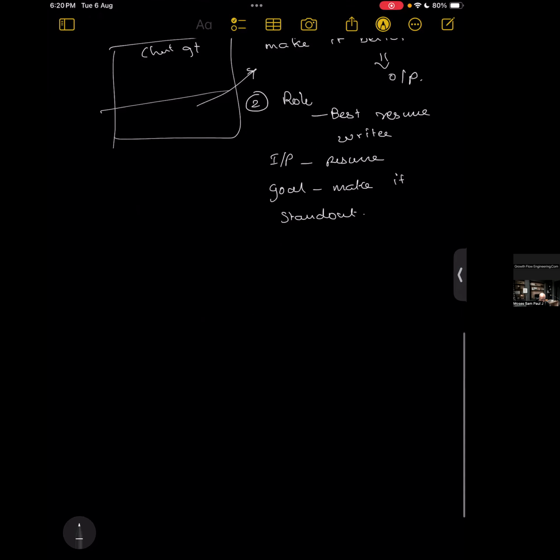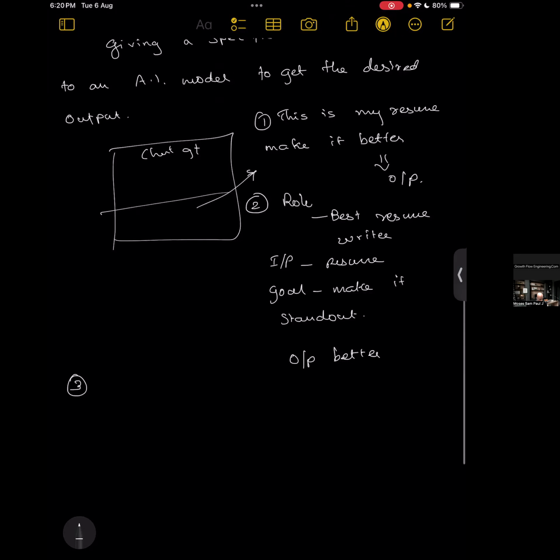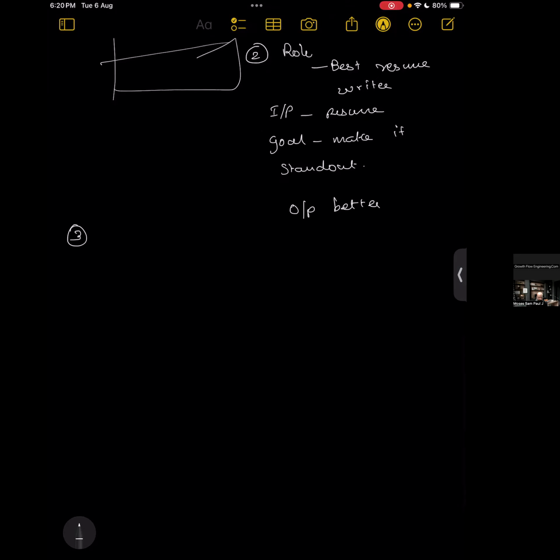Okay. Now for this, obviously the output will be better. Now, obviously there are different ways. There's chain of thought. A lot of different ways of prompt engineering are there. In chain of thought, you will continue talking to it, right? Now the fourth one, let's call it chain of thought.